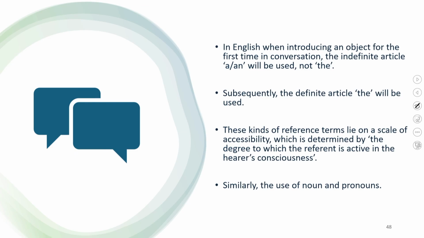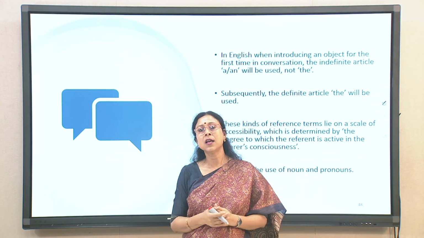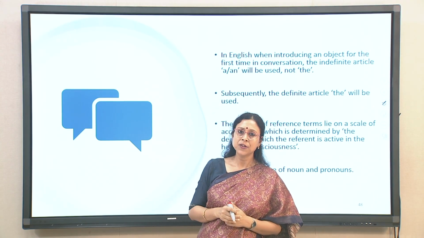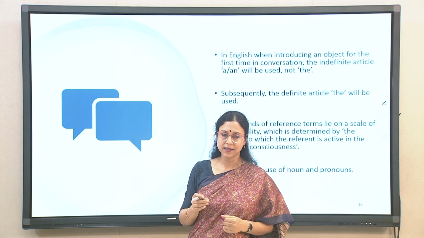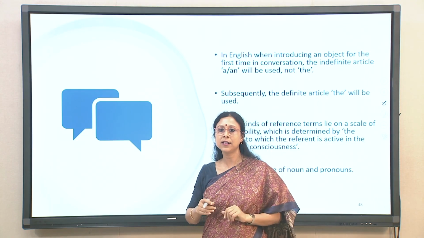So, in English, most of these examples come from studies on English speaking children, at least the ones that I have quoted here. So, in English, when introducing an object for the first time in conversation, the indefinite article a or an will be used, not the, and subsequently the will be used, whenever you are trying to refer to an object that has already been talked about. So, let us say the mother tells a story about a cat and what the cat was doing. When she introduces the cat, she will say there was a cat in my neighbor's house, and successively whenever she is referring to the cat, she will say the cat. This is how the English language works.